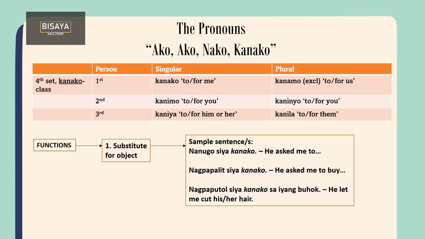So this time, I am the substitute of the object. Nagpapalit siya kanako. He asked me to buy. And nagpaputol siya kanako sa iyang buhok. He let me cut his or her hair. This could also be mentioned as nanugo siya nako. Nagpapalit siya nako. But for the purpose of showing you how kanako is found in a sentence, this is how it is written or said.